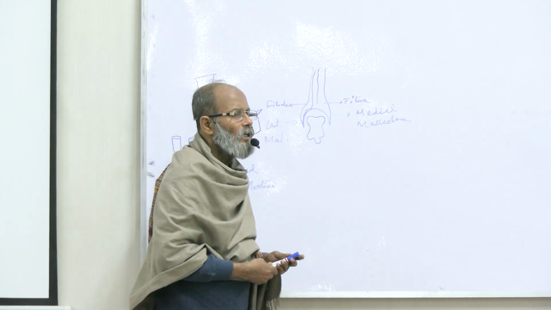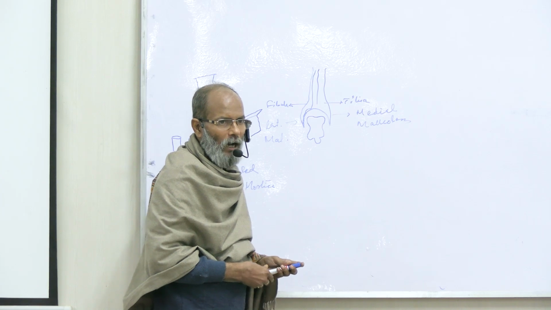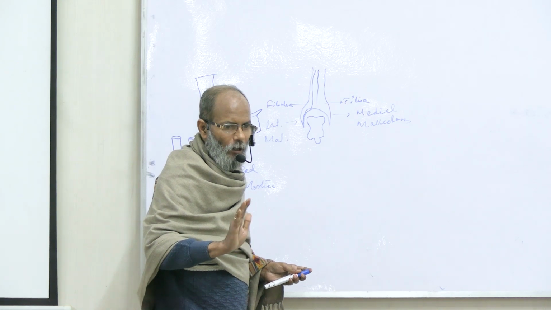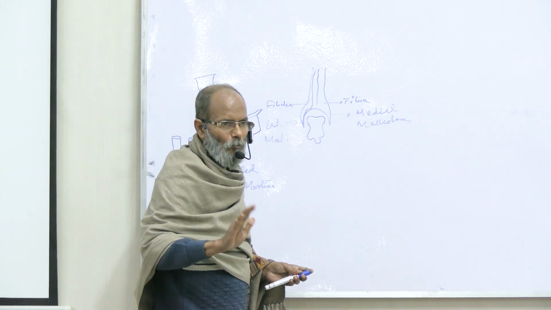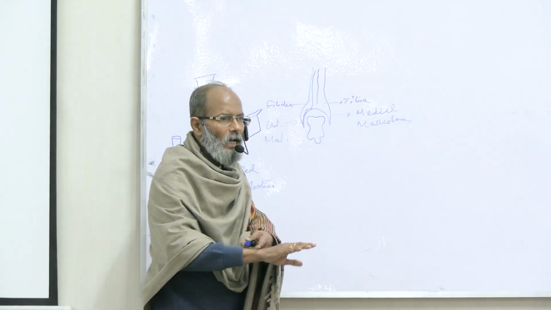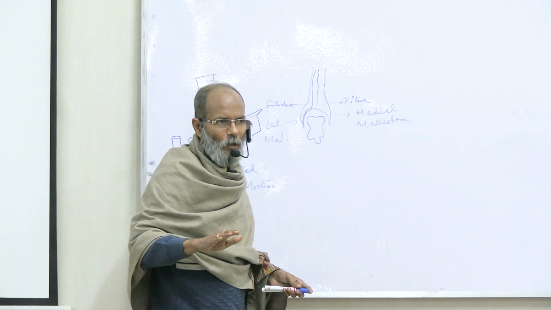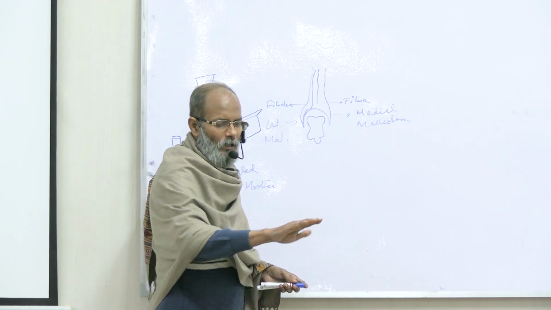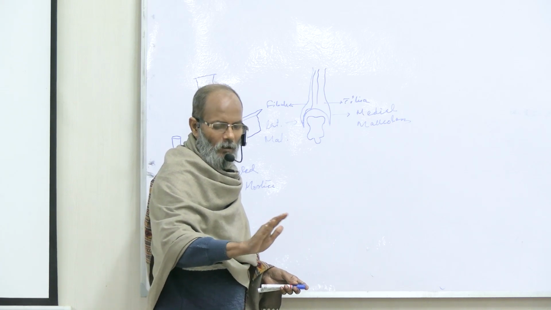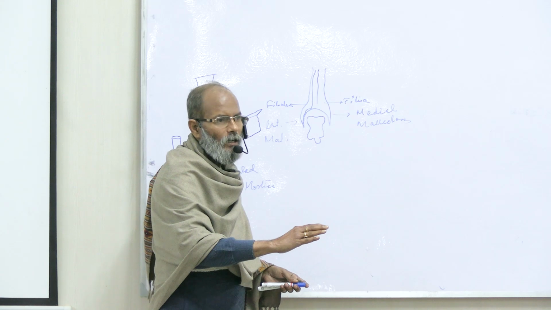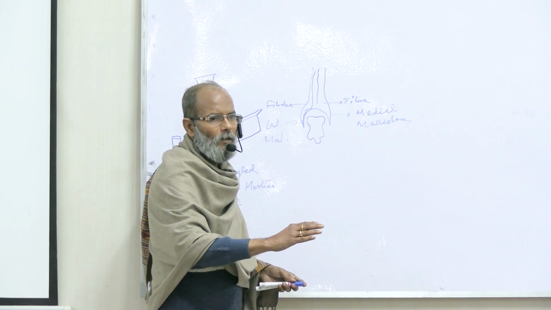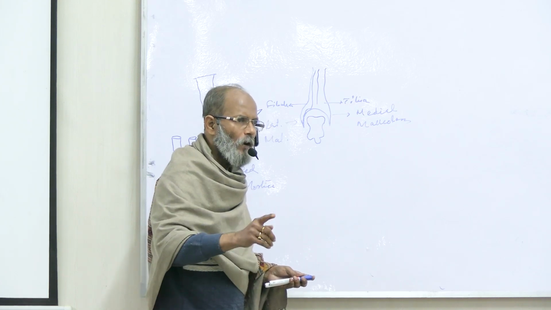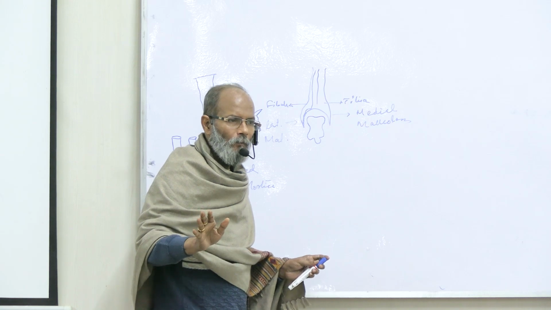Ankle joint is uniaxial and mostly it is a hinge joint. Like this. Ankle joint moves like this. But the transverse axis is not exactly transverse. It is slightly laterally inclined. Right. So this is a modified hinge joint. Uniaxial modified hinge joint. Right.